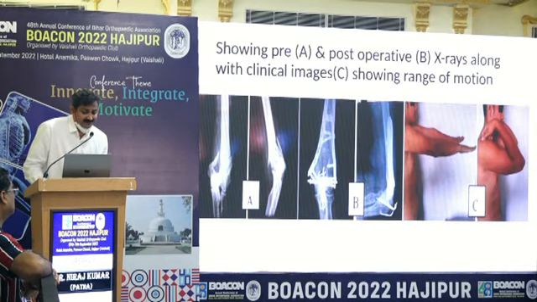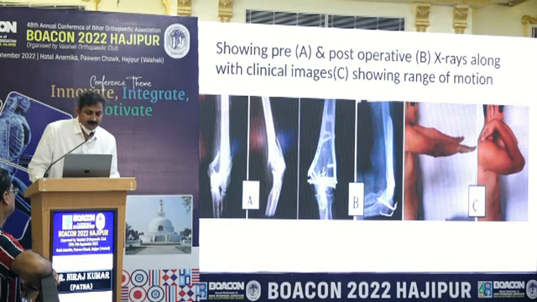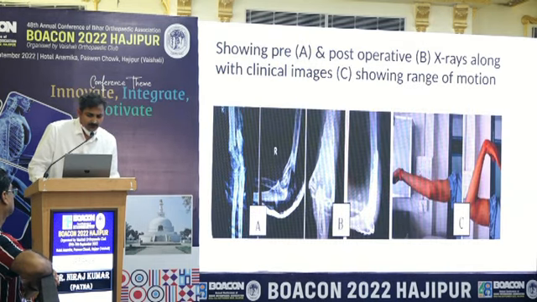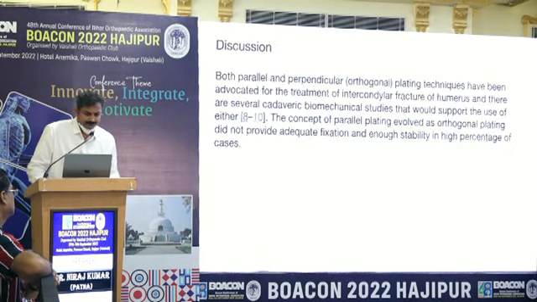These are the post-operative cases of patients who have undergone parallel plating with a fair amount of function and good union at the time of follow-up. These are the 2 cases. This is another case of follow-up with 15 degrees short of full extension and a fair amount of about 110 to 120 degrees of flexion.